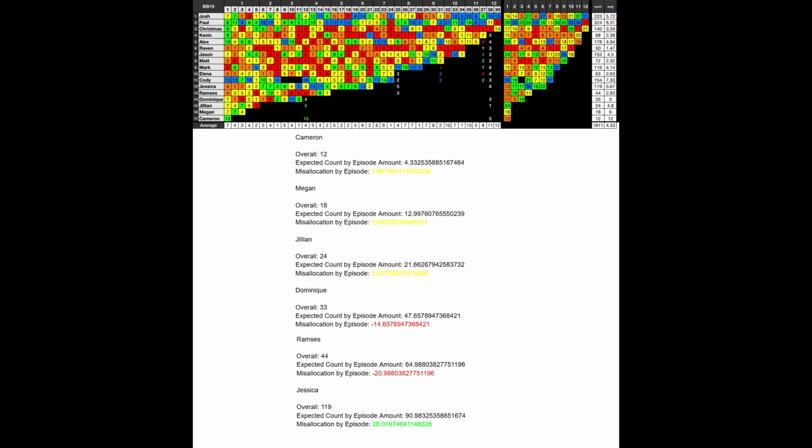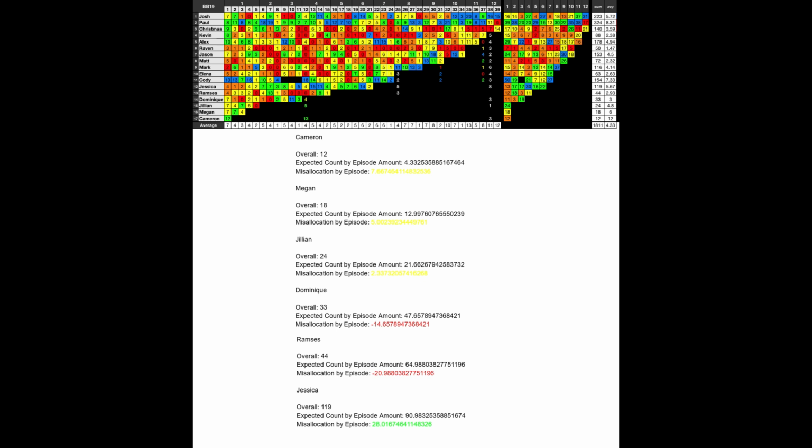Dominique got 33 diary rooms, and her expected count by episode amount is 47.65, causing for a negative 14.65 misallocation, and this kind of makes sense since she really only got focused on her last week, but she was close to being in the perfect median. Ramsey got 44 diary rooms, and his expected count by episode amount is 64.98, causing for a negative 20.98 misallocation. And this makes sense since he really wasn't relevant throughout the season.